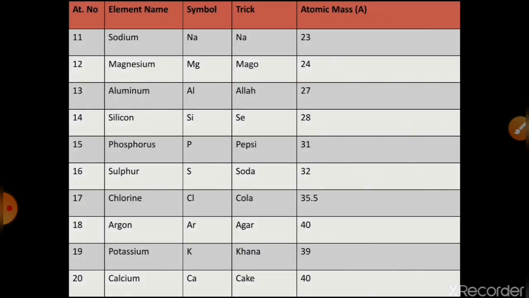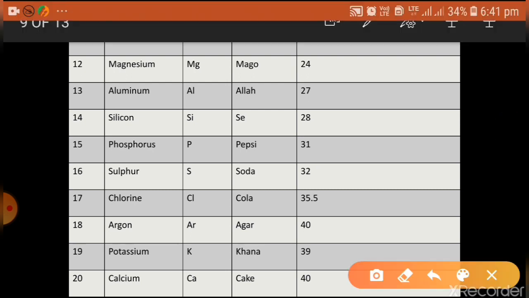Here you can see the next 10 elements, 11 to 20. So let us see the trick. Sodium is Na. So you can remember this. Na mago Allah se Pepsi soda cola agar khana cake. Very interesting. This is a very simple trick to remember.